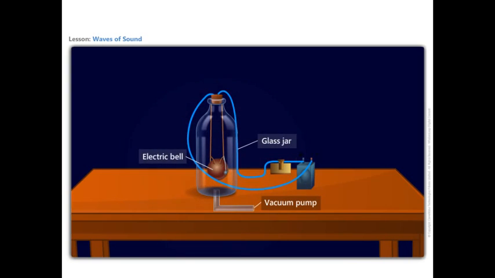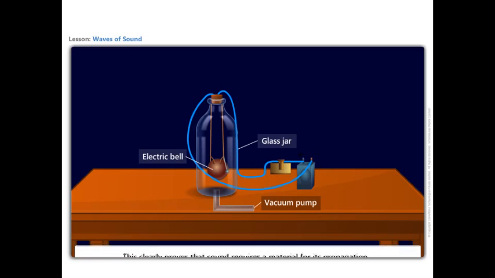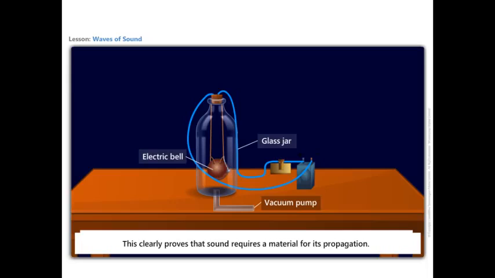An electric bell is suspended inside an airtight glass bell jar connected to a vacuum pump. As the electric bell circuit is completed, the sound is heard. Now, if the air is slowly removed from the bell jar by using a vacuum pump, the intensity of sound goes on decreasing, and finally no sound is heard when all the air is drawn out. We would be seeing the hammer striking the gong repeatedly. This clearly proves that sound requires a material for its propagation.